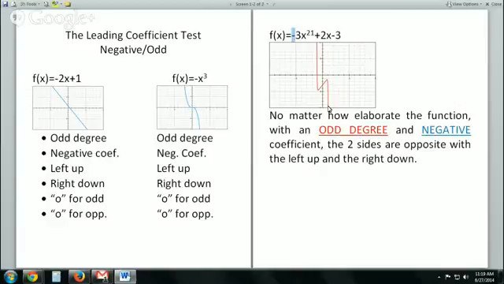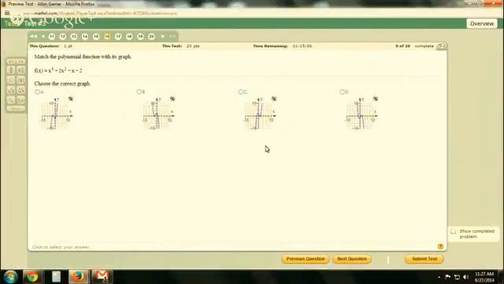No matter how elaborate the function becomes, if you've got an odd degree, the two sides are going to be opposite of each other. If it's an odd degree with a negative coefficient, the left side points up toward positive infinity and the right side points down toward negative infinity.